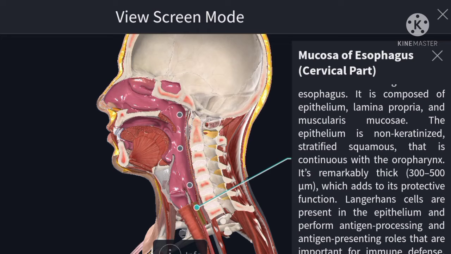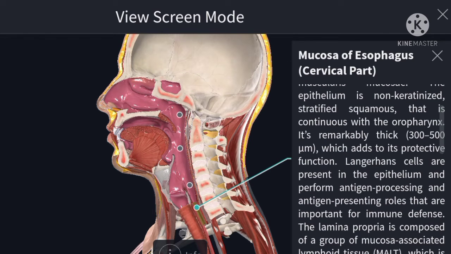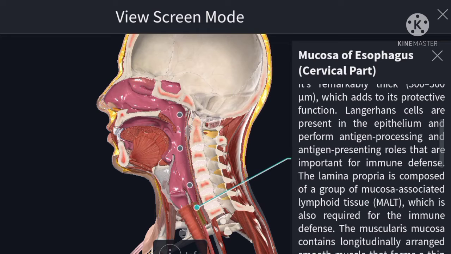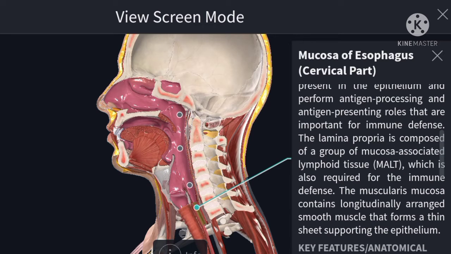The Langerhans cells are present in the epithelium and perform the antigen processing and antigen presenting role that is important for immune defense. And the lamina propria is composed of a group of mucosa associated lymphoid tissue, also known as MALT, which is also required for immune defense. The muscularis mucosa contains longitudinally arranged smooth muscle and forms a thin sheet supporting the epithelium.